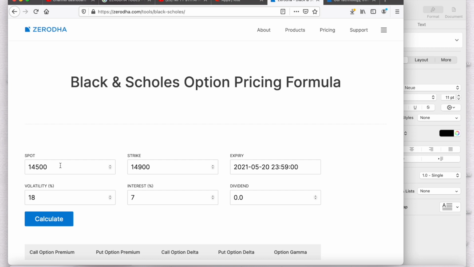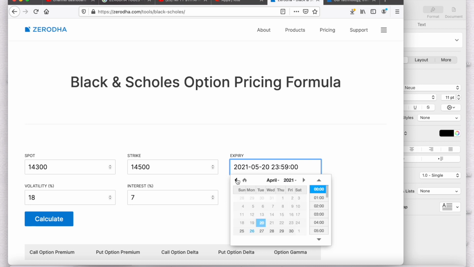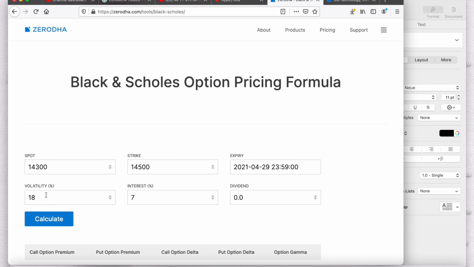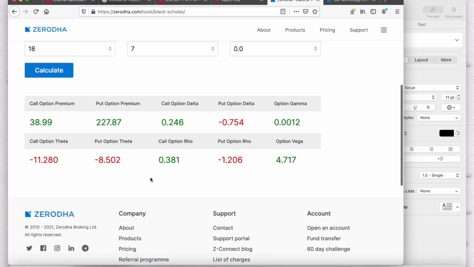So on the spot part, let's see, I have taken that Nifty is right now at a spot of 14,300, and you have to take a strike price of 14,500, and the expiry is on 29th of April. Alright, at an IV of 18, let me see what values you are paying. So take a look here. The premium of the call that you are paying right now is 38.99 rupees at this IV.